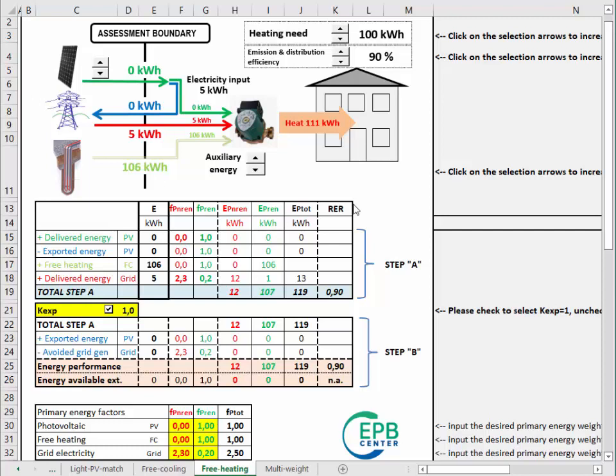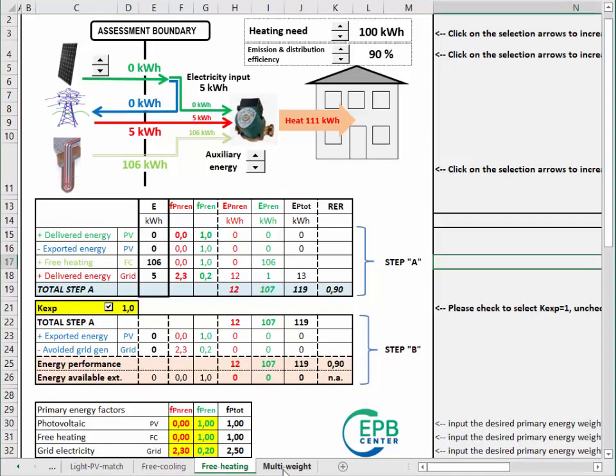The next sheet is basically the same, but in this case it is for free heating. Free heating is probably less common than free cooling, but it might happen again if you have a borehole heat exchanger or any other exchanger in contact with the ground in winter, and you can circulate this water directly through a preheating coil in your ventilation system.